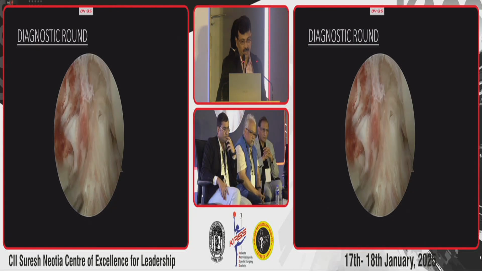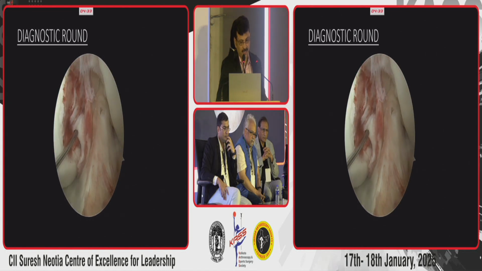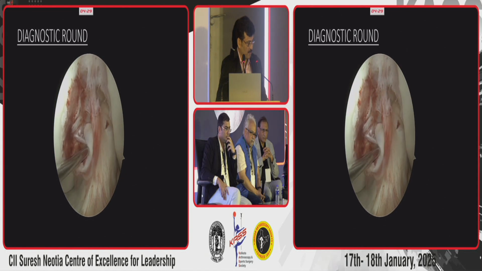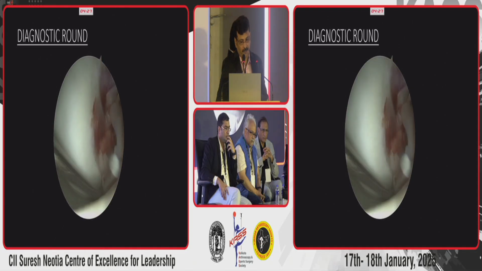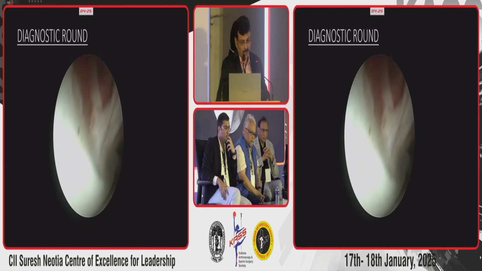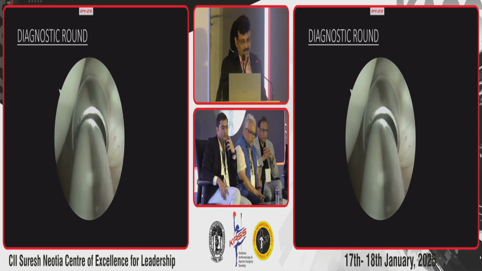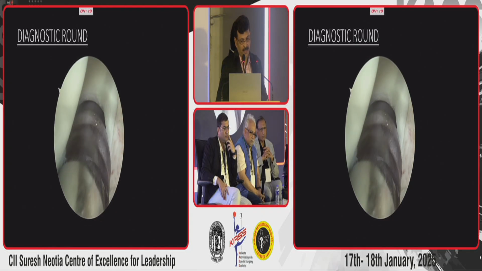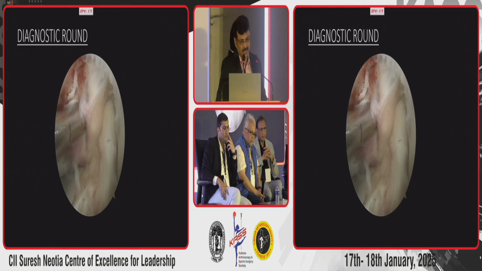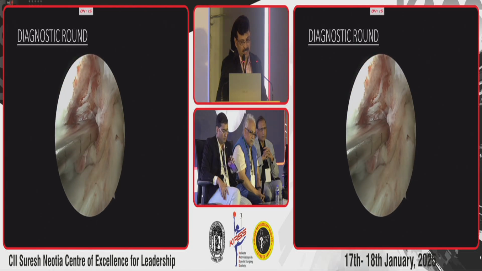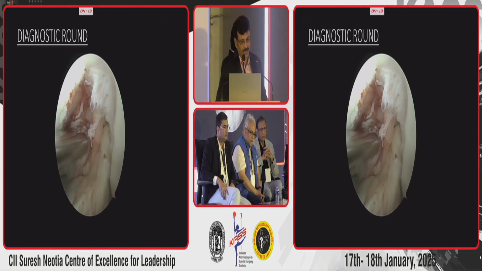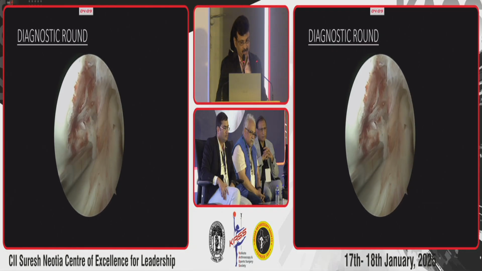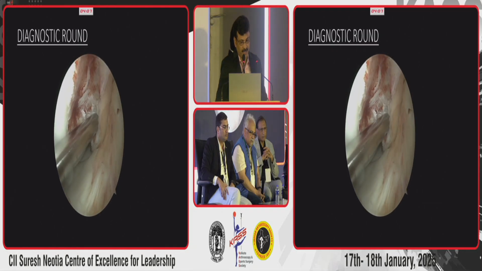So we went for a diagnostic round. You can see the PCL is completely torn from the femoral attachment. So we went for creation of the posteromedial portal to have a good view from the posterior side as well. And then we debrided this PCL from anteriorly for the PCL reconstruction, which is planned. There is hardly any remnant left, so we sacrificed all the remnant. There is no question of remnant preserving in this case.